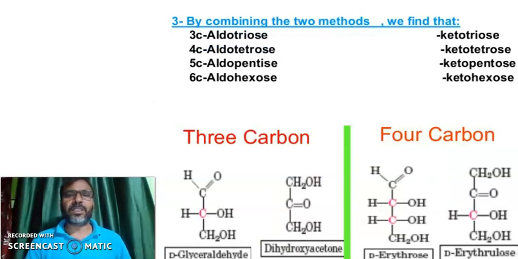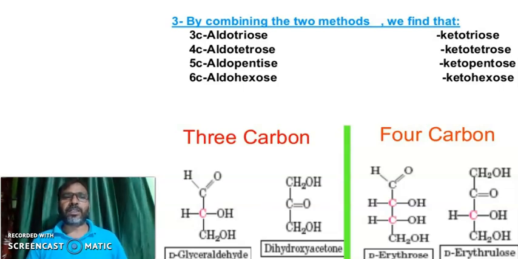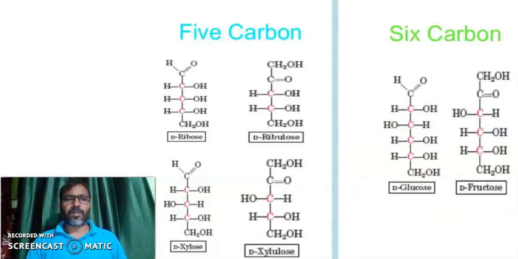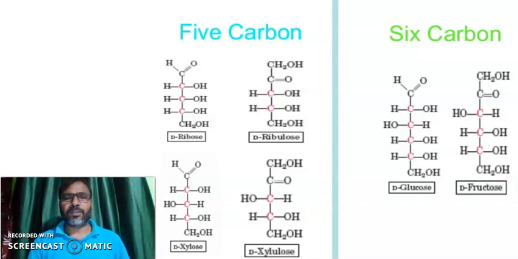So by combining the two methods, we find 3 carbon aldotriose, ketotriose, aldotetrose, ketotetrose, aldopentose, ketopentose, and aldohexose, ketohexose. So 3 carbon D-glyceraldehyde, dihydroxyacetone, and 4 carbon D-erythrose and D-erythrulose. So 5 carbon D-ribose, D-ribulose, and D-xylose, D-xylulose, D-glucose, D-fructose.